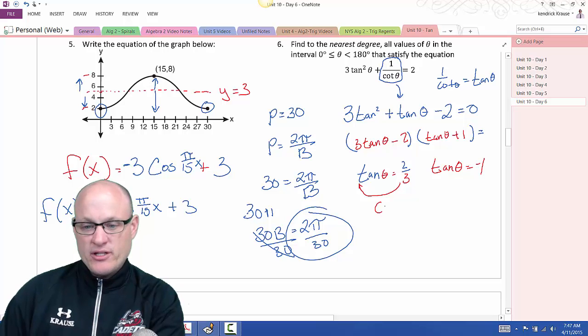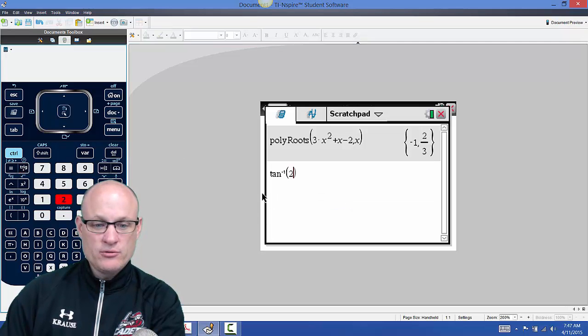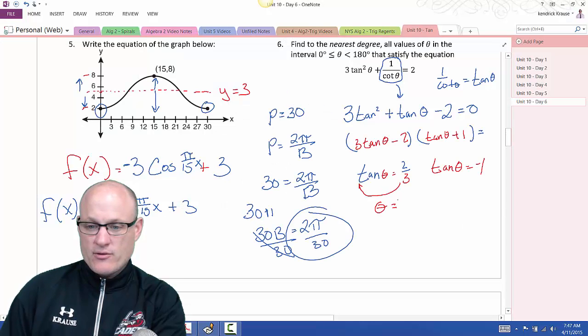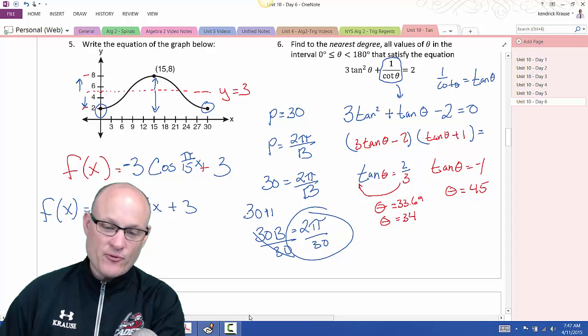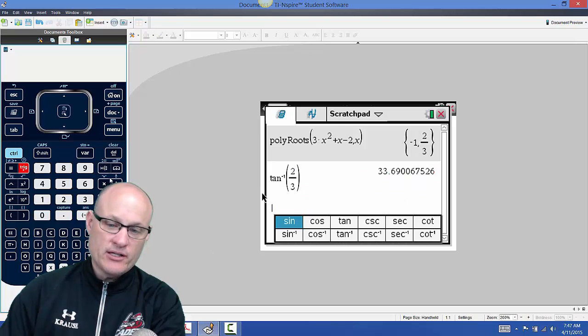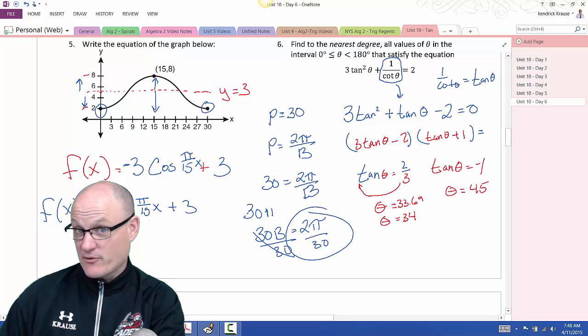Okay, so if you did the inverse tan of 2/3, tan negative 1 of 2 divided by 3, I get 33.69. And they want me to round to the nearest degree, so we'll say theta equals 34. And I know when tangent equals 1 is 45. Now again, if you haven't memorized that, you can always do inverse tan of 1. It's kind of embarrassing that you have to do that, but if you have to do it, do it.